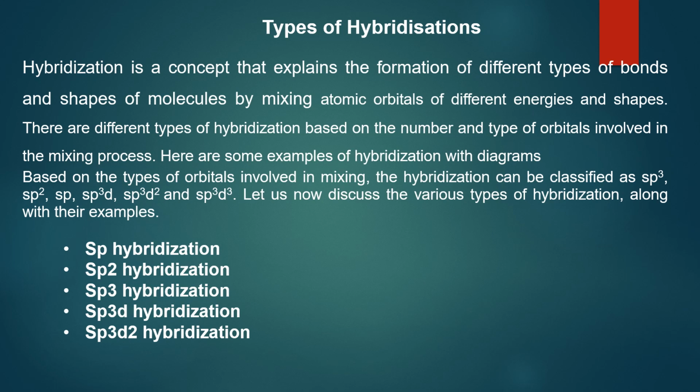Based on the types of orbitals involved in the mixing, the hybridization can be classified as sp, sp2, sp3, sp3d, sp3d2 and sp3d3. You don't need to bother about sp3d3. We have to learn the remaining hybridizations: sp, sp2, sp3, sp3d, sp3d2. Let us now discuss the various types of hybridization along with the examples.